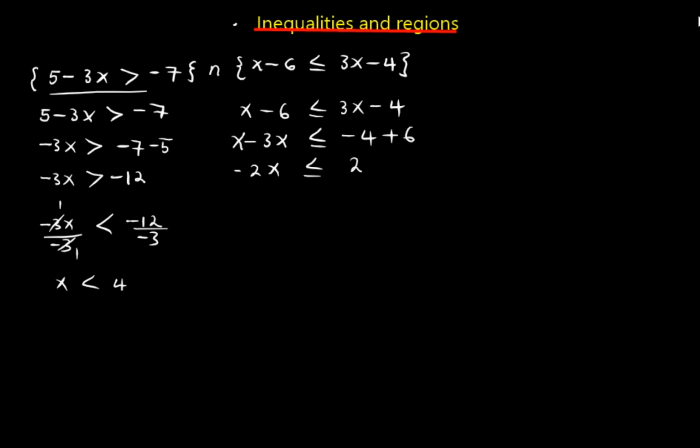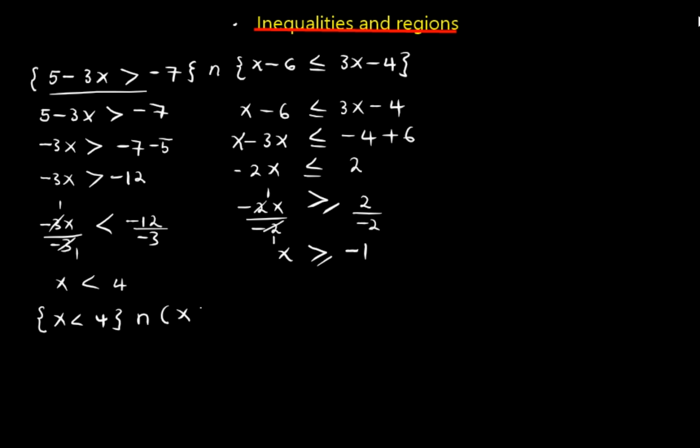We divide both sides by negative 2, and that is negative 2x divided by negative 2 greater than or equal to 2 divided by negative 2. By negative 2, 1. So we shall have x is greater than or equal to, by negative 2, negative 1. Implying that they want us to find the regions of x less than 4 intersecting with x greater than or equal to negative 1.